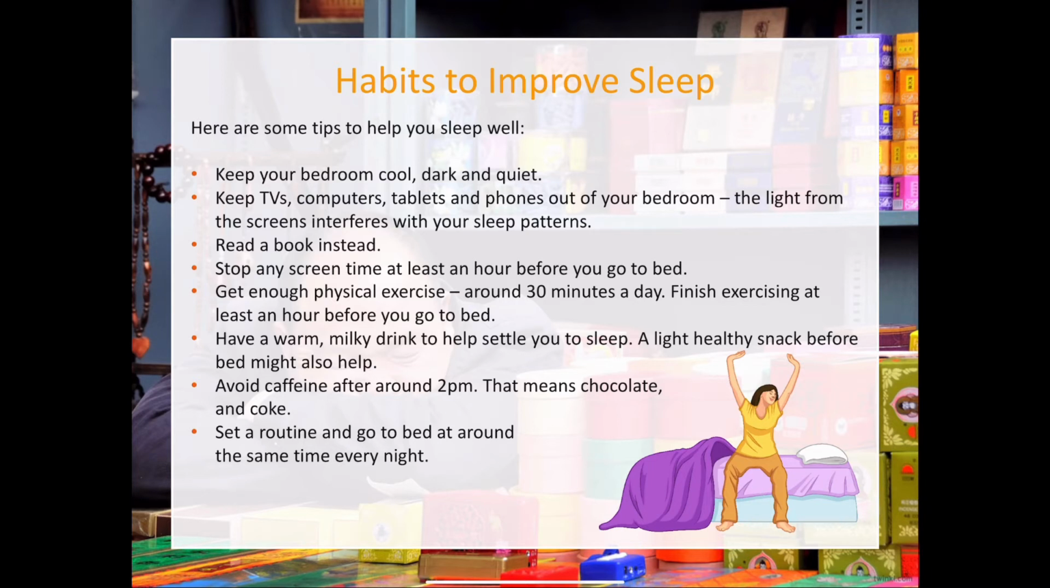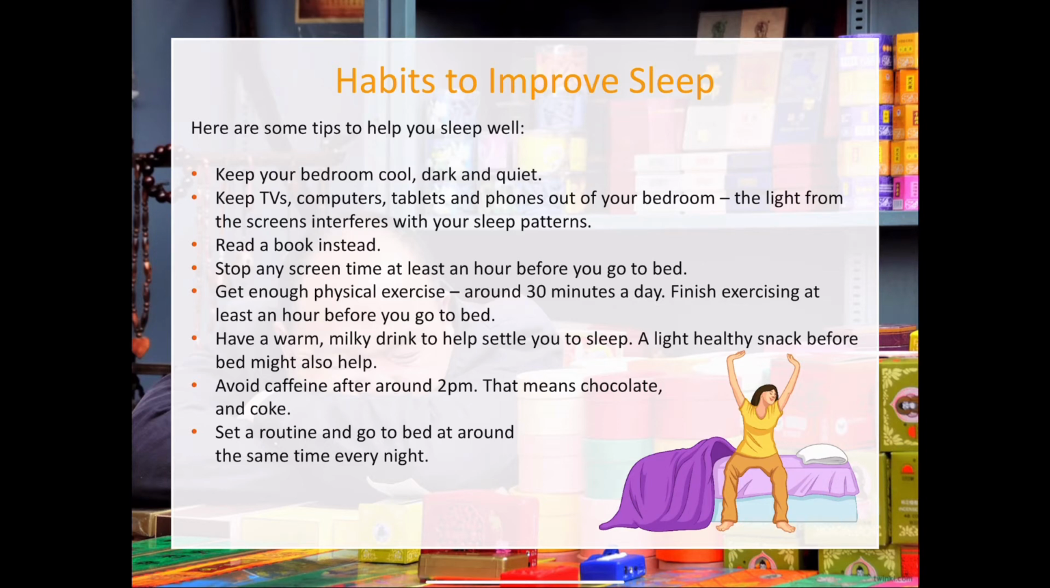So instead of using screens, it's a good idea to read a book instead, because reading a book can really help you feel sleepy, and it's also a nice bit of fun to have before you go to sleep. So stop any screen time at least 1 hour before you go to bed so it gets rid of all that blue light out of your system and helps you get a good night's sleep. It's also really important to get enough physical exercise, so about half an hour a day. And if you are exercising, make sure you finish at least 1 hour before you go to bed so you're not too energetic when you're in bed, and it'll help you to go to sleep more quickly.